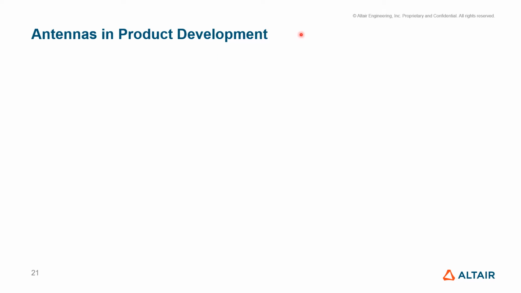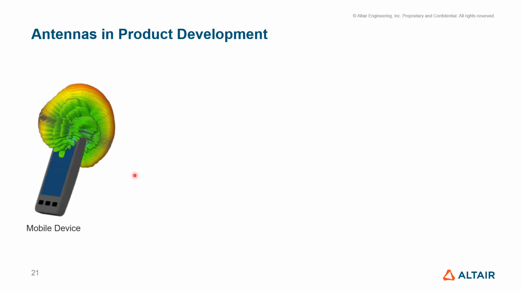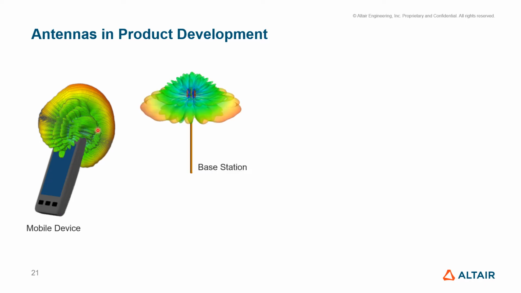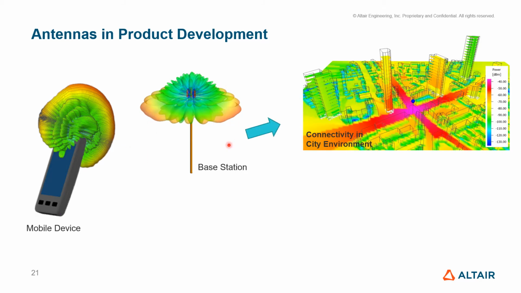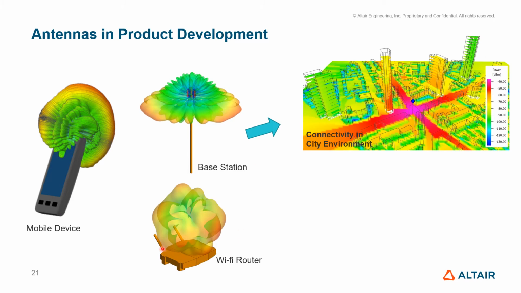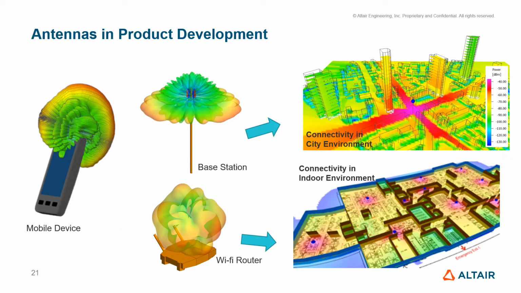Similarly, another case study for the product design, if you have a mobile device, so you want to put antennas into the mobile device and compute its radiation pattern as well as for the base station as well. And then you can put the base station into the city, and of course the mobile device going around in the city and its connectivity because of the power density that you want to compute. And same thing with the Wi-Fi router, and then in indoor environment, you want to be able to compute the connectivity of the mobile device inside the indoor environment based on the placement of these Wi-Fi routers.